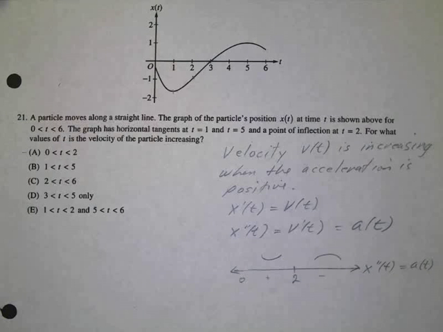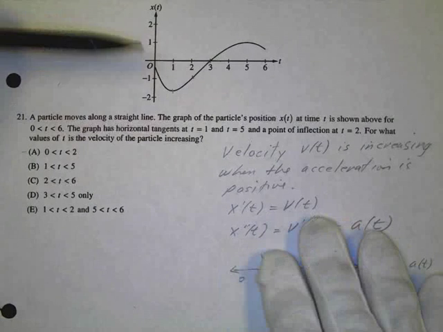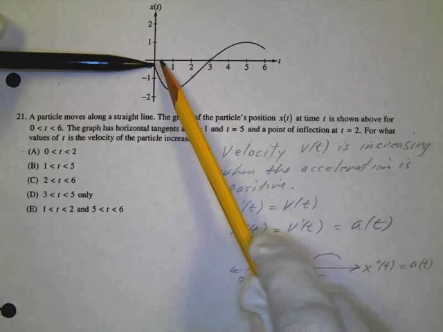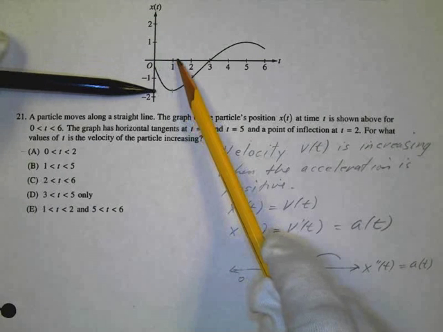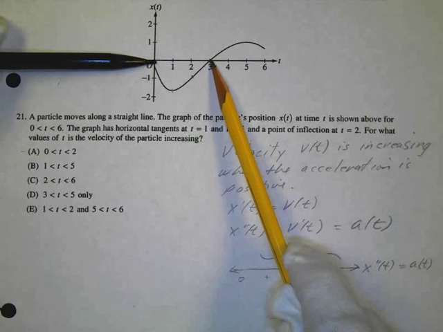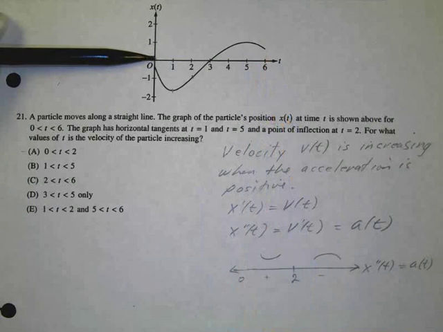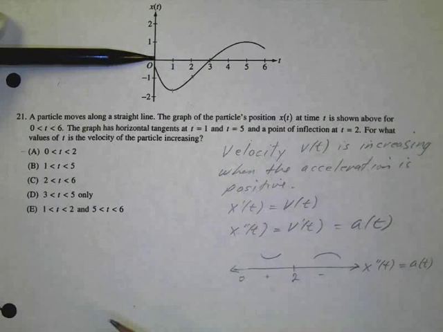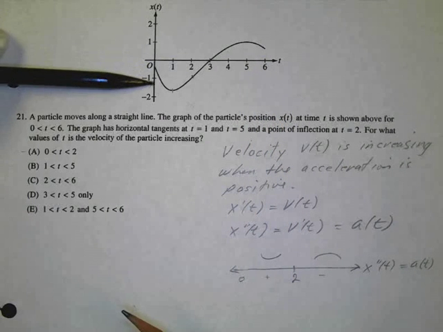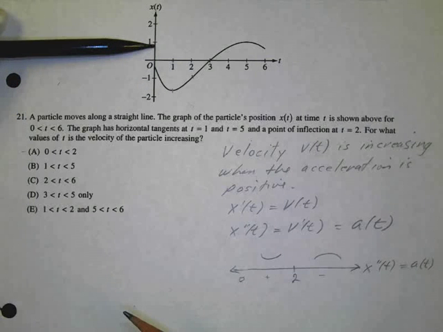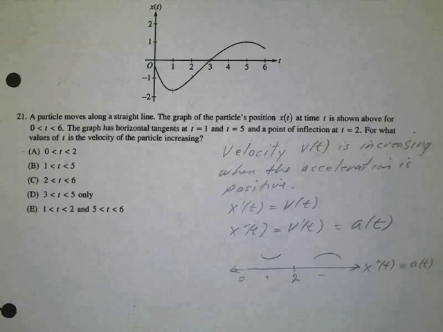For what values is the velocity of the particle increasing? Okay, now basically the particle is moving here. As time goes this way, the particle goes down, then goes back up here, then up there, and then back like that. So that's what the particle is doing. If you visually follow that, it's going to go down here to there, stop, go back up here, go back up there, stop, and come down a little bit.